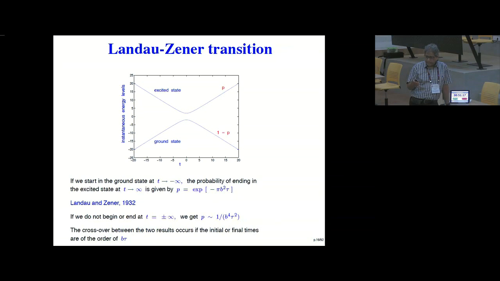Okay, so here's the result: the probability of ending in the excited state at t equal to infinity is given by P equal to e to the power minus pi b squared tau. This is a really remarkable formula because this is the exact result. There are no factors in front. This is what Landau and Zener derived. Actually, Zener got it absolutely correctly. Landau made a mistake of 2 pi in the exponential, but it was corrected by Zener.